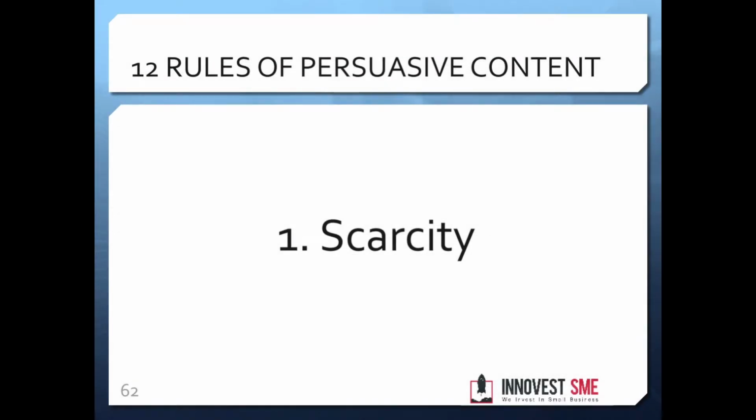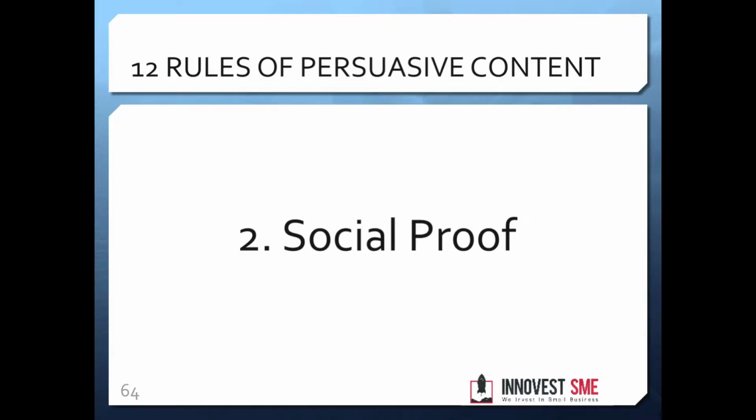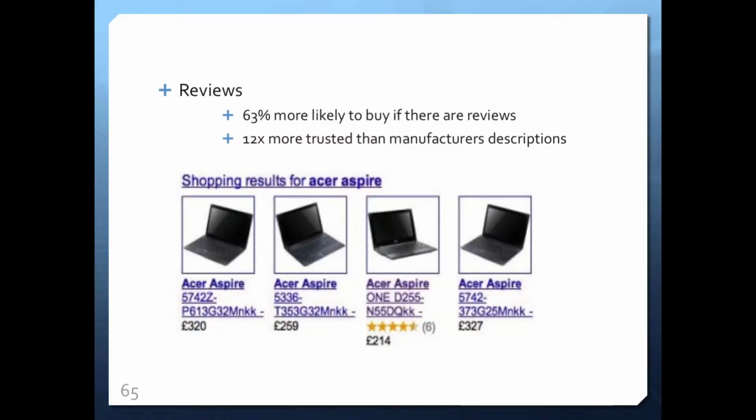Limit the number of units and the time frame. Limit the number of choices. If you want somebody to have what you have, you need to make that object scarce. Okay? Number 2 is social proof. Make sure that you get Google reviews, put these things on Facebook, and for example, people are 12 times more likely to trust advice online from independent people than they are from the manufacturer, and they are 63% more likely to buy if there are reviews.